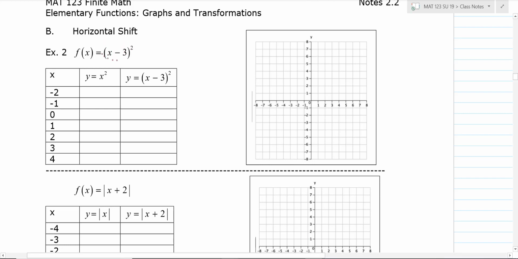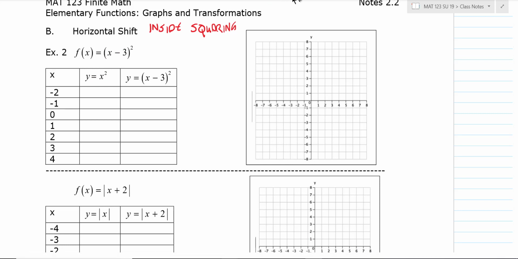And the x minus 3 is inside of the function. Okay, it's inside of the squaring operation. And it turns out it all depends on where that number is as to where it moves it. Sometimes it moves up, down. Sometimes it moves left, right. So the first thing we're going to do is forget about the 3 and just do x squared.